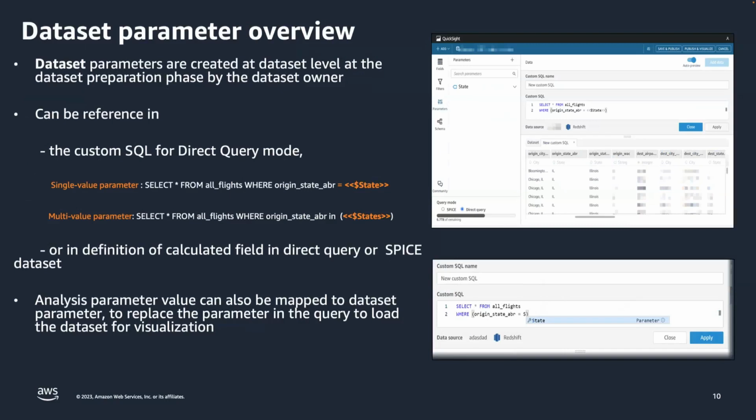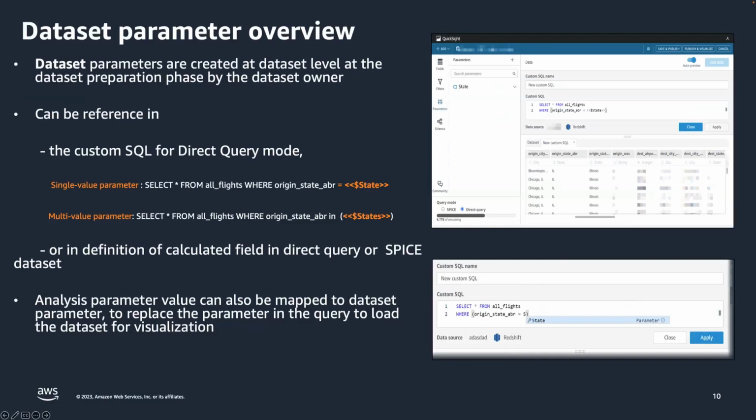An example of referencing a dataset parameter is shown in this slide. Here we are referencing a dataset parameter called state. You can see the state in here, and this is the syntax for a dataset parameter, and we are using it in a custom SQL: select star from all files where origin state abbreviation equal to state. So this is how you will use a single value dataset parameter, and a multi-valued dataset parameter can also be used. This is an example of using a multi-valued parameter with the IN clause.